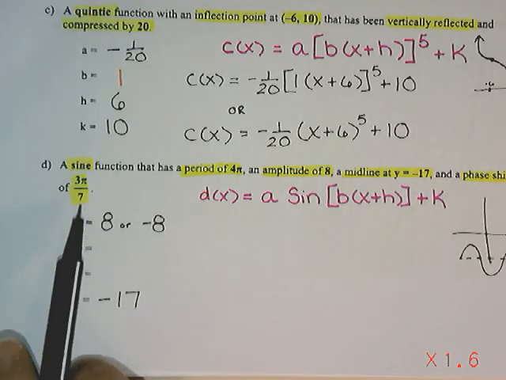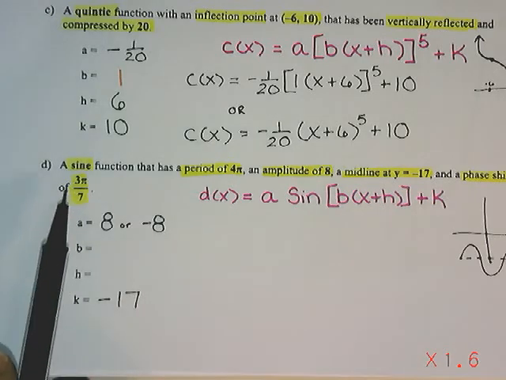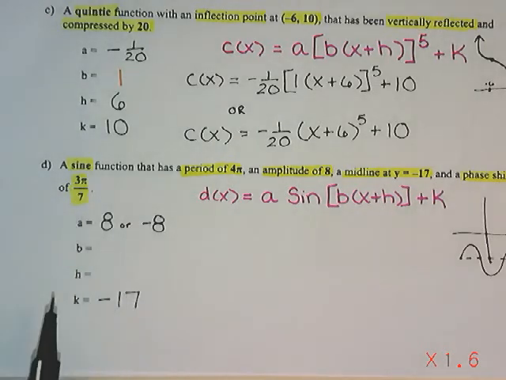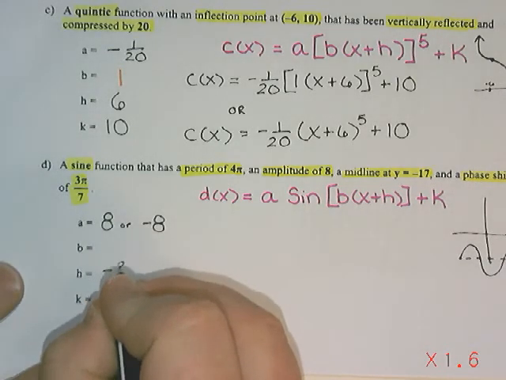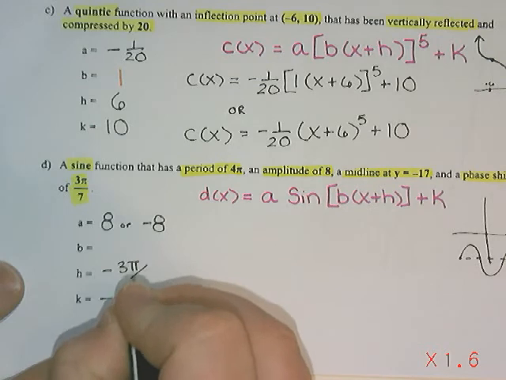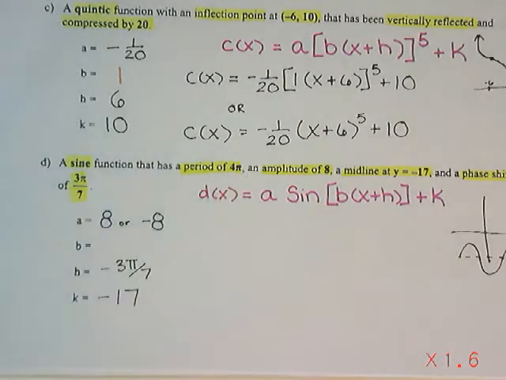The phase shift is 3 pi over 7. That is the first point in the cycle, which basically means this is coming from what has moved my graph to the left or to the right. So if I see that this is positive 3 pi over 7, everything in the bracket is always backwards. So this would be negative 3 pi over 7 as my h value. And then the last part is the b. So the period is 4 pi.